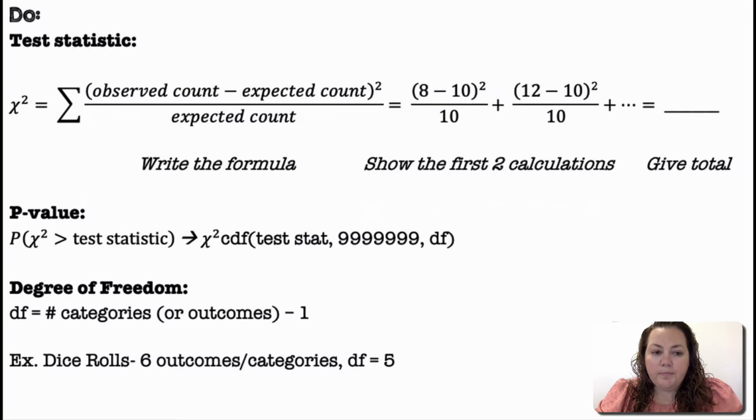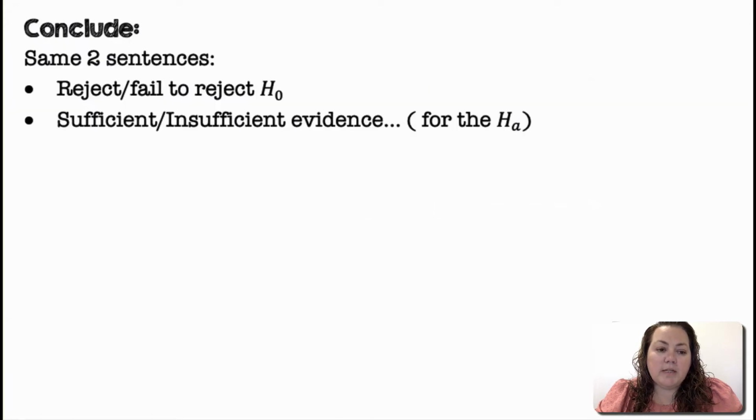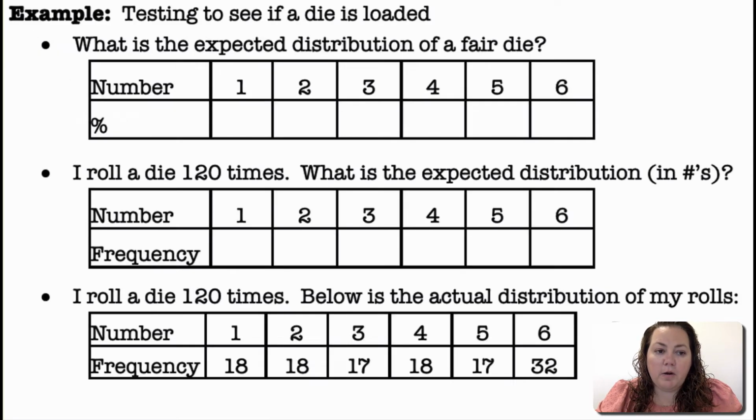All right. And then conclusion, it's basically the same two sentences. We reject or fail to reject the null hypothesis, and then we have sufficient or insufficient evidence to support the alternative. Make sure you put that all in context of the problem.